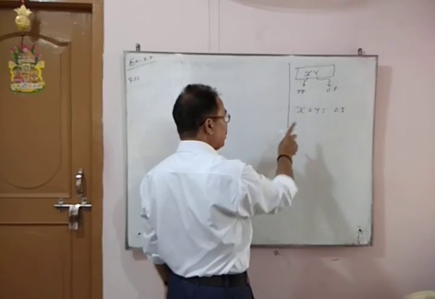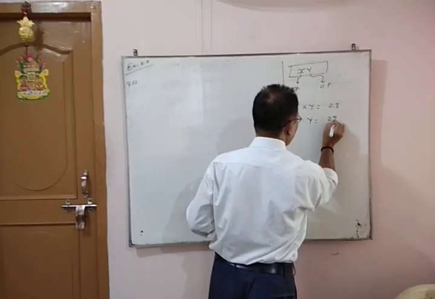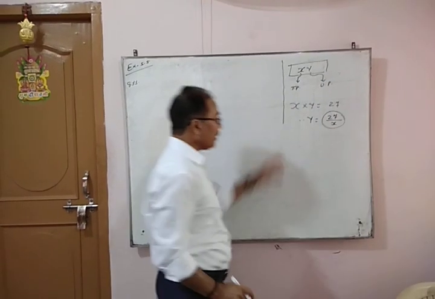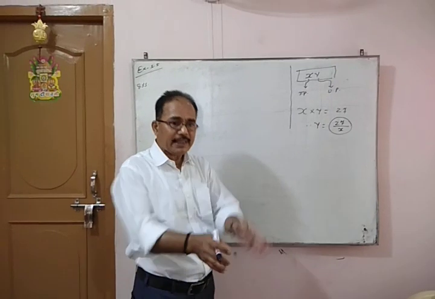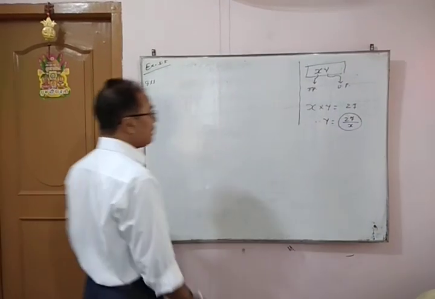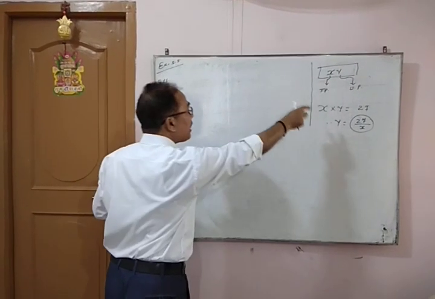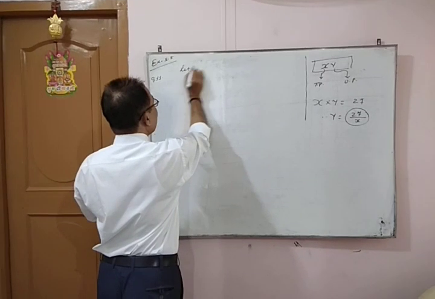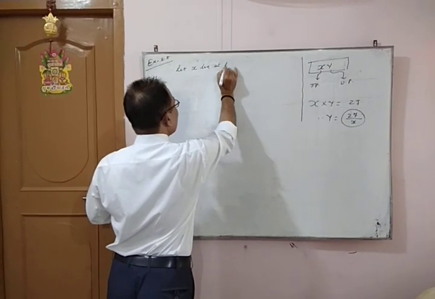Convert it into a single variable. Therefore y equals how much? 27 by x. This is the value of y. Converting y into x, a single variable, then we will proceed with the question. Now, if you are doing this part in the rough part, you will write: let x be at the tens place.